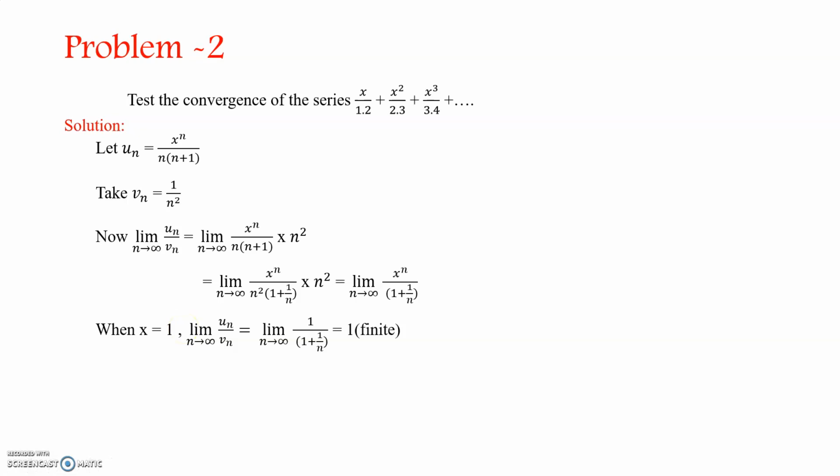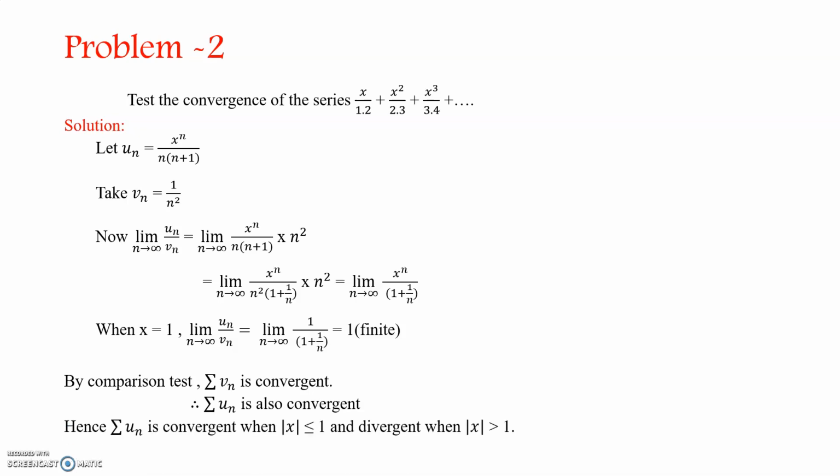When x is equal to 1, the limit n tends to infinity un by Vn is equal to limit n tends to infinity 1 by 1 plus 1 by n. So here n is equal to infinity, apply 0, you will get the finite value. But Vn is equal to 1 by n power p, that is p is equal to 2, that is greater than 1. Summation Vn is convergent. Here this is a finite value. By comparison test, summation Vn is convergent. Therefore summation Un is also convergent.